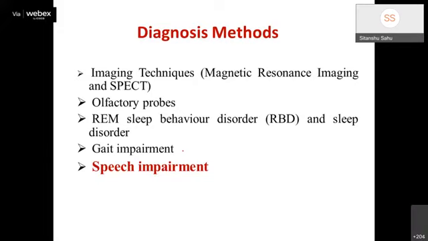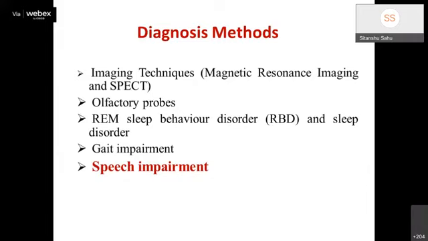Then gait impairment, as I said, the movement instability, the problem in movement, and the speech impairment also, as I said, the speech deteriorates. These techniques, the MRI techniques, REM sleep behavior tests, and gait impairment testing, are highly costly, and an expert doctor has to be there to evaluate the Parkinson disease onset.